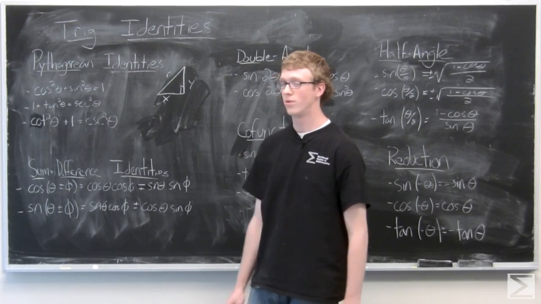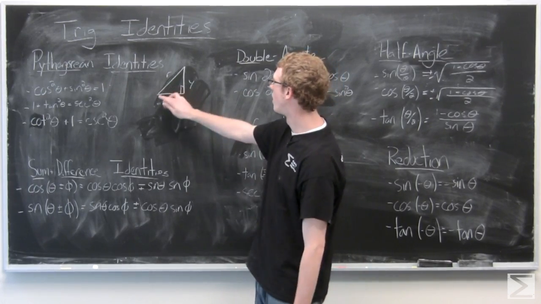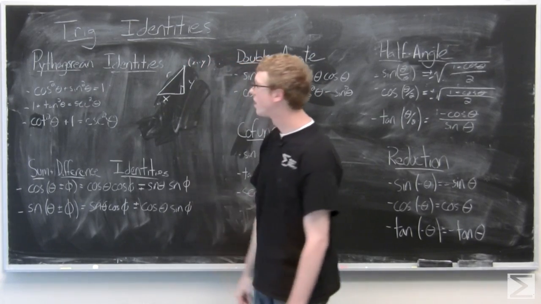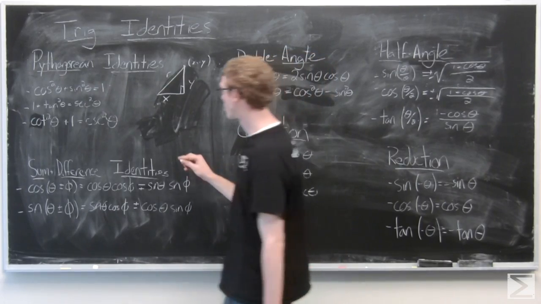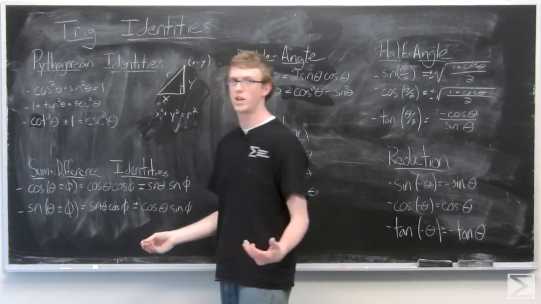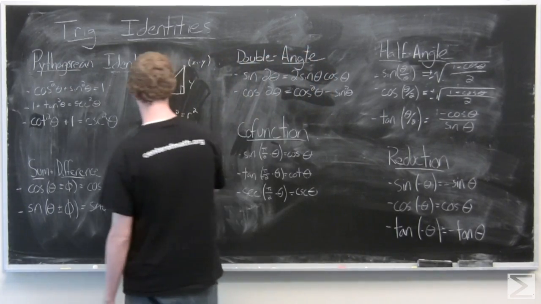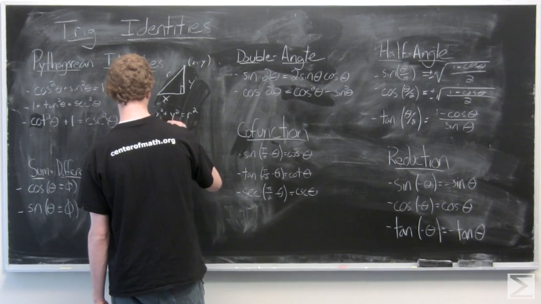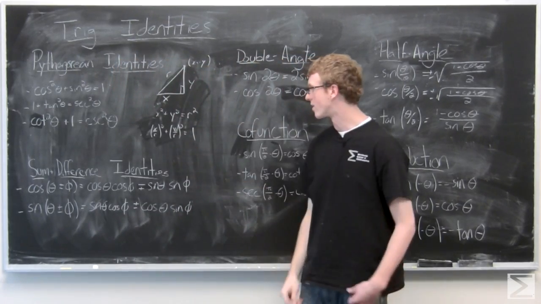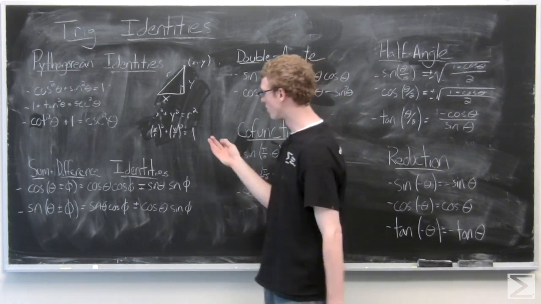It's the only set that we're going to prove. So let's take a look at a triangle with sides x, y, and hypotenuse r that would correspond to this x, y coordinate. And we know that x squared plus y squared equals r squared, because it's a right triangle. So we're going to divide the whole thing through by r squared and rearrange it a little bit. So we have (x over r) quantity squared plus (y over r) quantity squared equals 1.